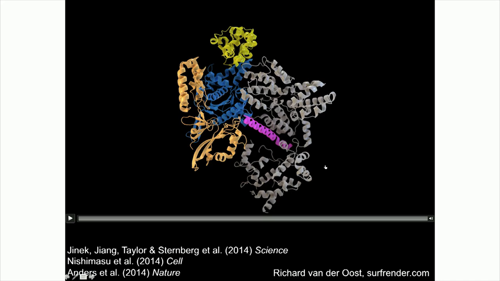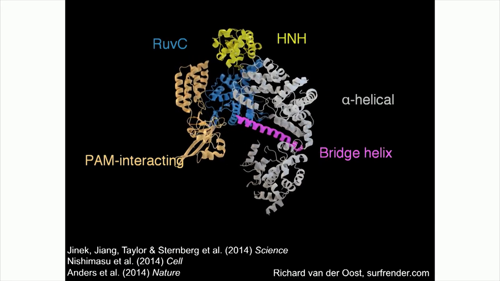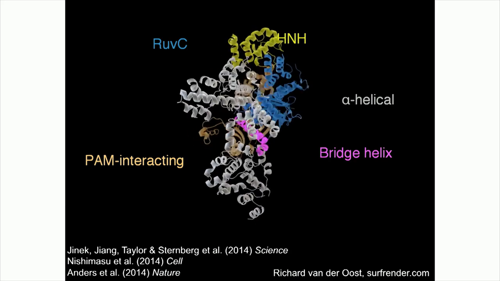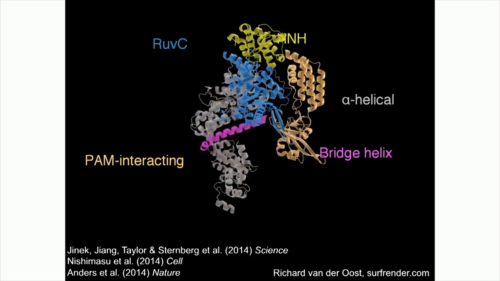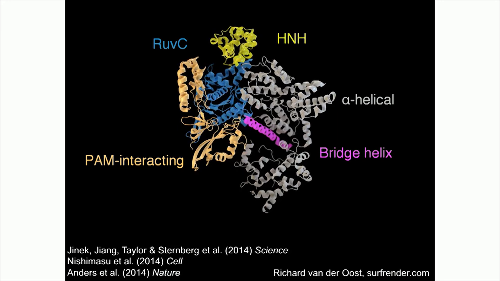So let me show you another movie, a similar kind of morphing movie, that shows you in a little more detail what this hinging motion really looks like in the protein. So this starts off again with the protein in its pre-bound state, just the protein alone. The catalytic domains are here.